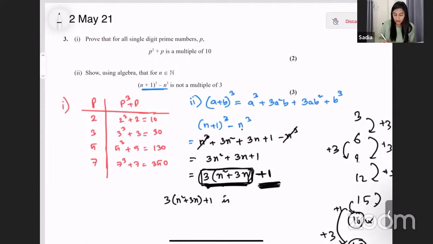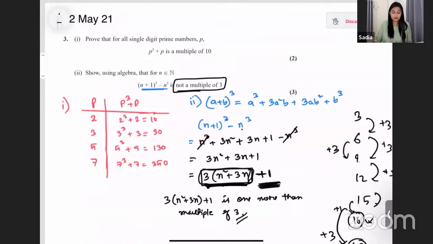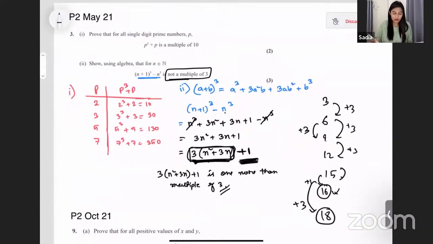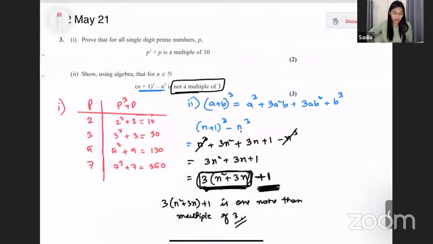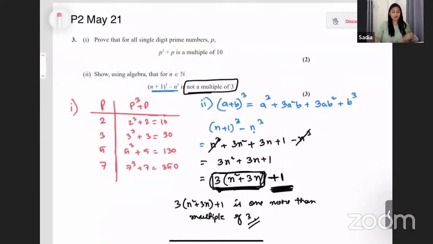This value, which we got, 3n squared plus 3n plus 1, is 1 more than a multiple of 3. So since it's 1 more than a multiple of 3, this final value will never be a multiple of 3. So I will just remove this extra explanation. That's the final working for number 3, P2 May 21.